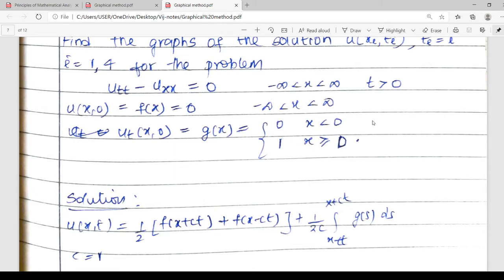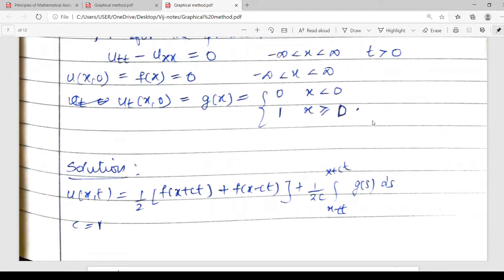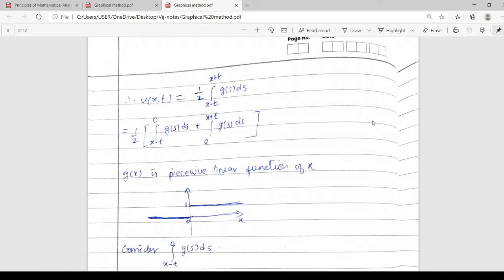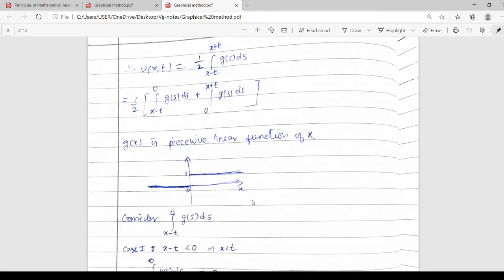So it is again not a smooth function, and the point at which it has a singularity is 0. So we have to split this function at 0. So this integral can be written as the integral from x minus t to 0 plus the integral from 0 to x plus t of g of s ds.